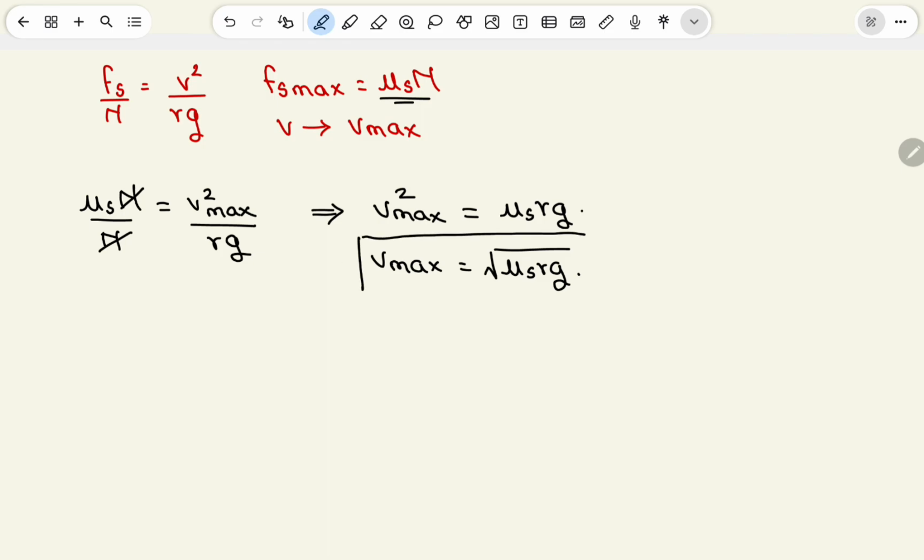So whenever we have a vehicle moving on a horizontal circular road, the maximum velocity for that vehicle is nothing but under root mu s rg, where mu s is the coefficient of static friction, r is the radius of the circular path, and g is nothing but gravitational acceleration.